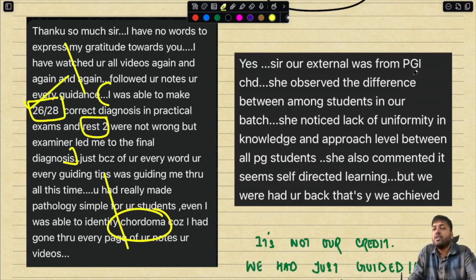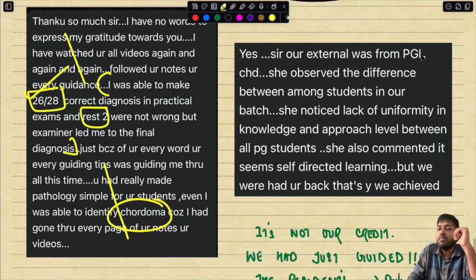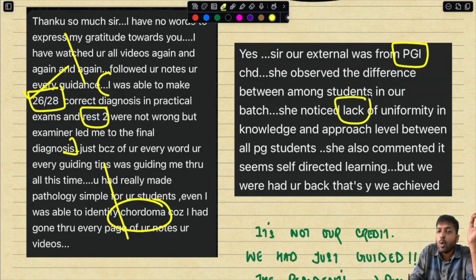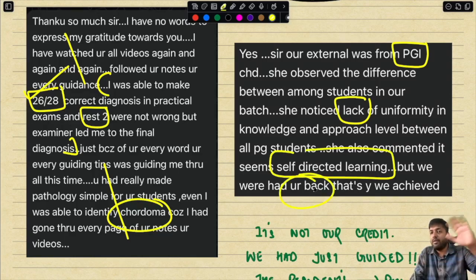Now, one other thing you see, this is one of our students from Simply Pathology. Our external was from PGI Chandigarh, and she observed the difference among the students in our batch. She noticed lack of uniformity in knowledge and approach level between all PG students. She also commented, it seems self-directed learning, but we had your back, that's why we achieve whatever. I have cut because the name of the student will be there, that I don't want to give.